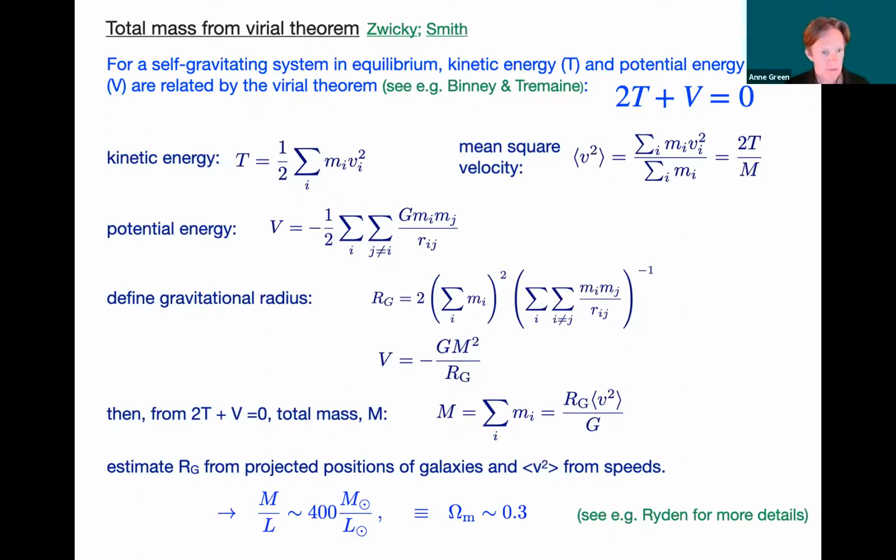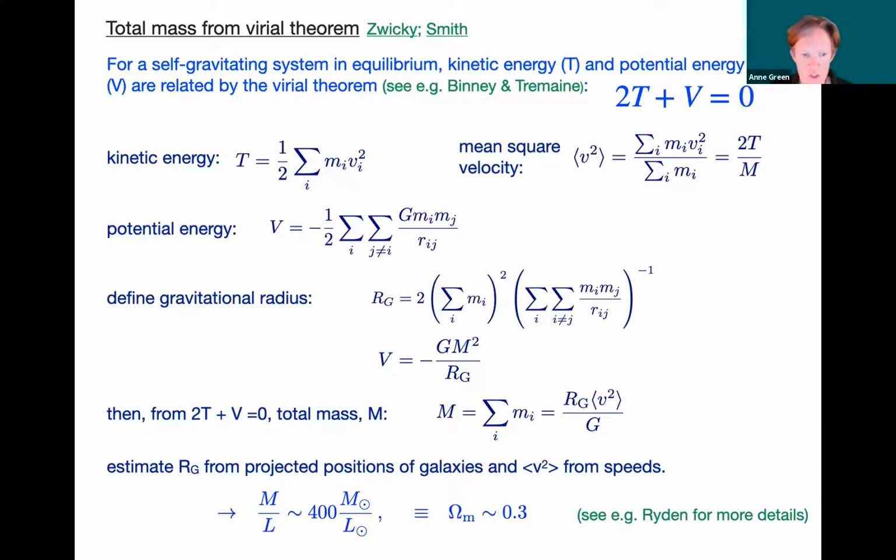So then what is typically done is to define a gravitational radius. It's basically a combination of the sums of the products of the masses divided by the distances, and the total sum of the mass, which when substituted into the previous equation gives you this simple relationship for the potential in terms of the total mass, big G, and this gravitational radius.